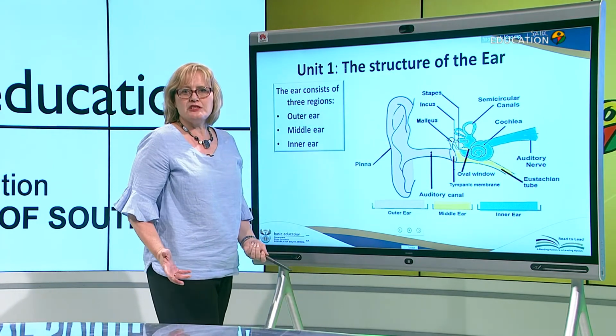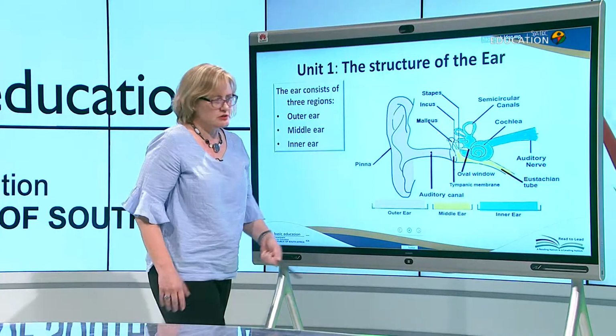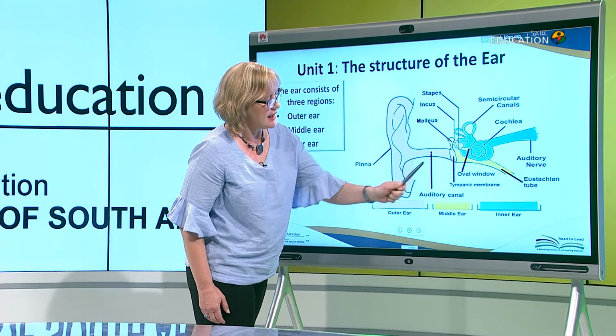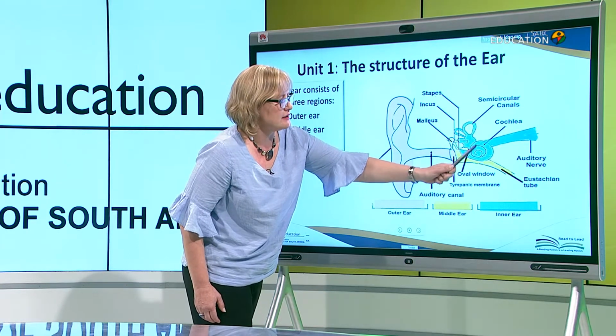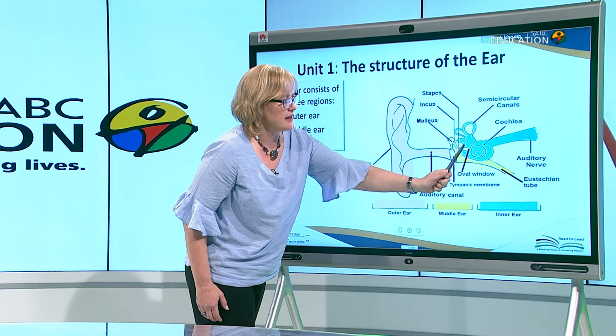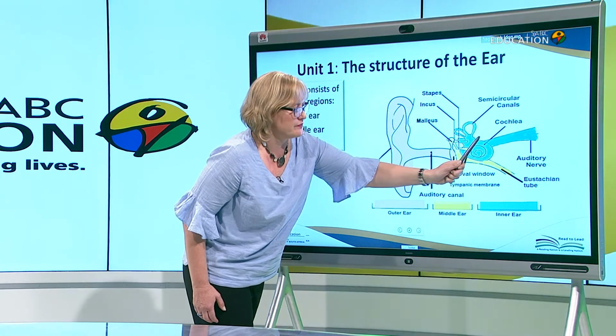And semicircular means half circles. You can see it looks like half circles, and there are 3 of them, right? And then you've got this little cochlea, that's a snail shell. It looks like a snail shell. And you've got the auditory nerve, right?